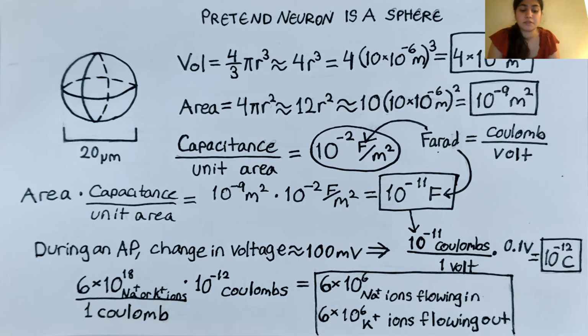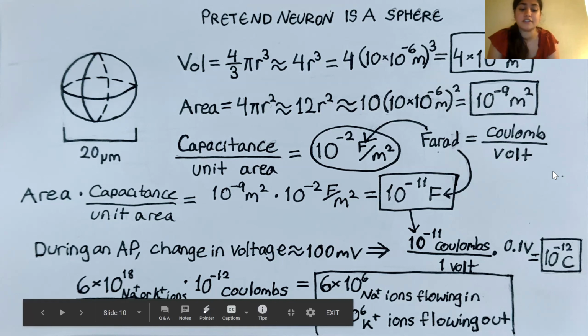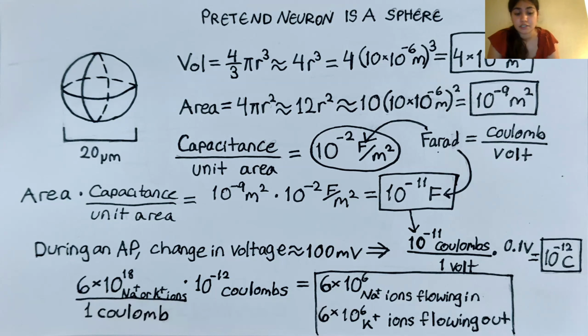And during an action potential, the voltage changes by approximately 100 millivolts or 0.1 volts. So that means we will end up needing 10 to the negative 12 coulombs of charge to flow across a membrane for an action potential. But how many ions is this?